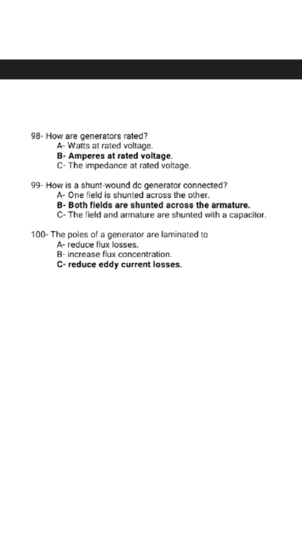How is a shunt wound DC generator connected? Both fields are shunted across the armature. This type of stuff you just have to remember. So, that's how they're connected, I guess.